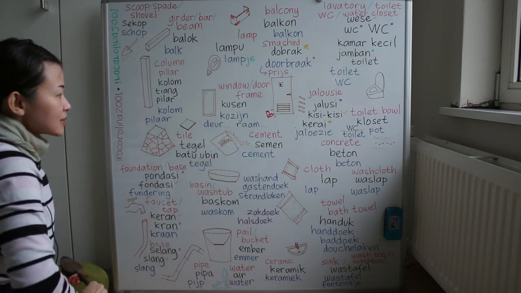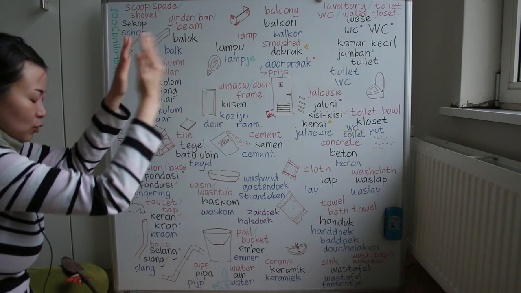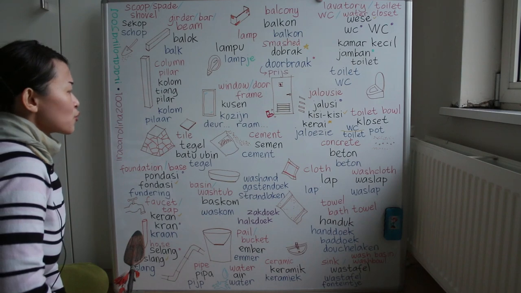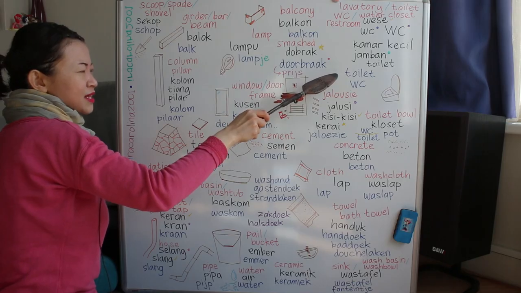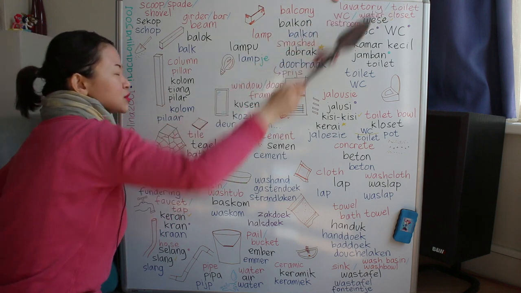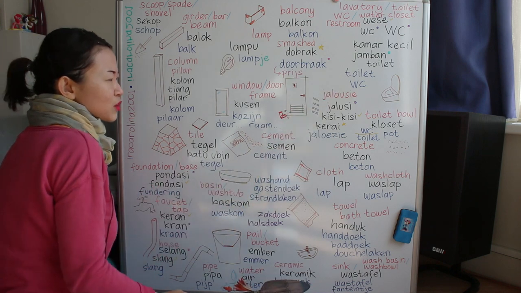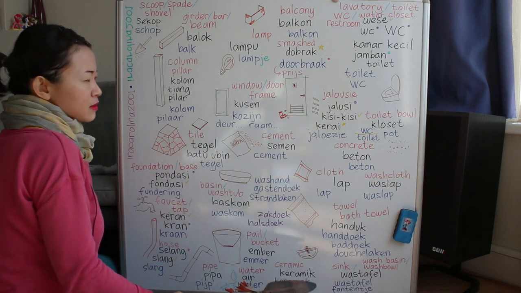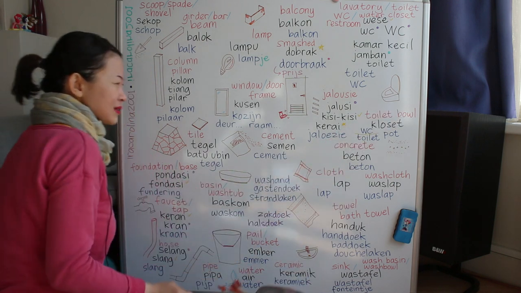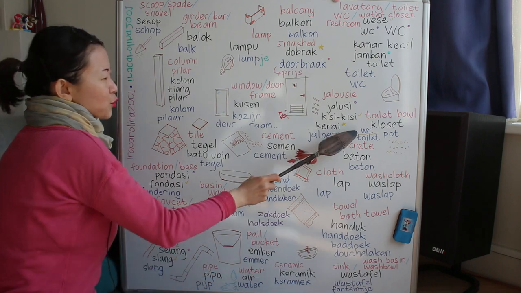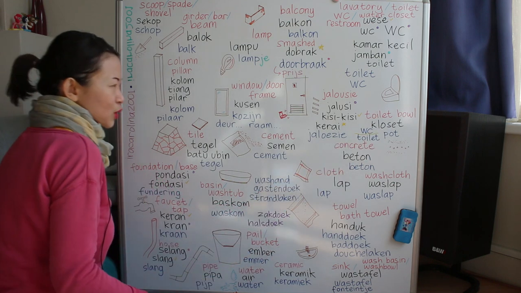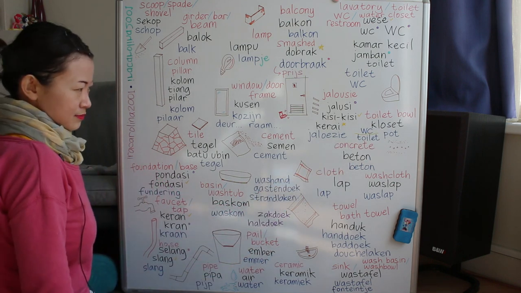Raamkozijn. It becomes one word. Raam is window. Window frame, raamkozijn. One word, together. Cement. Same. And basin or wash tub, wasbak.